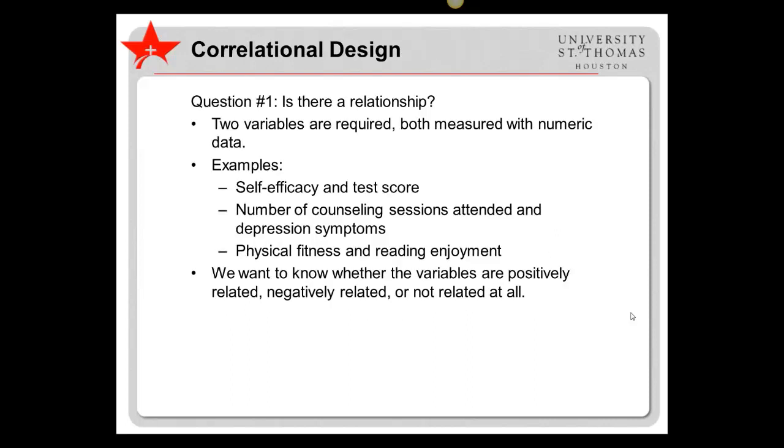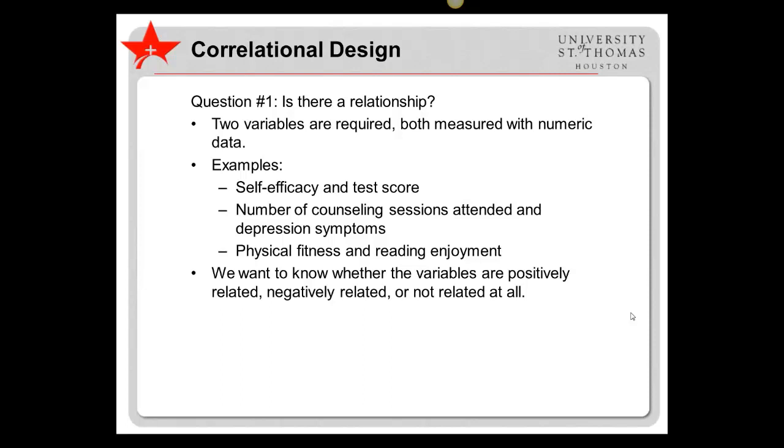The most basic quantitative research design is a correlational design, which is meant to answer the question, is there a relationship between these two variables? The variables must be measured with numeric data, meaning a measure that yields a score or other number. Some examples include looking at the relationship between self-efficacy and test score, the number of counseling sessions attended and depression symptoms, and physical fitness and reading enjoyment.